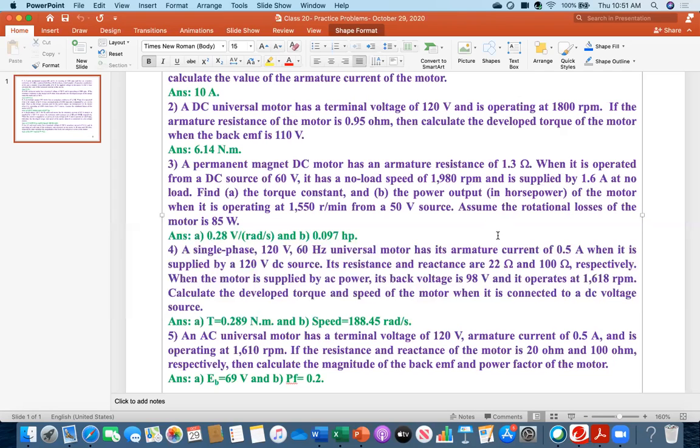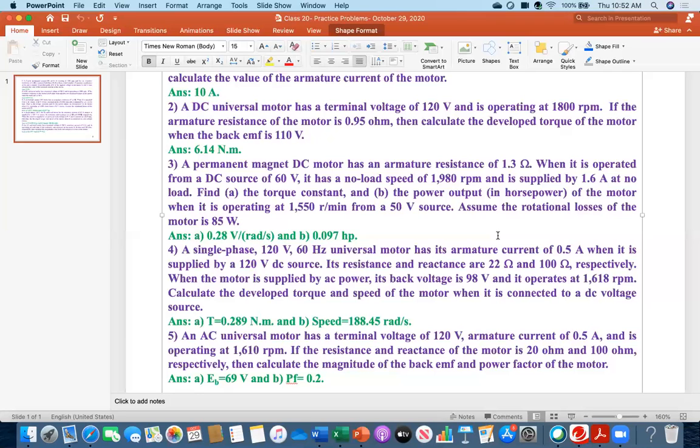I just finished number 5 and got the same answer. Oh, okay, great. And for the EB equation, it was VT minus I multiplied by RA plus jXA, right? Yes. And then you took the magnitude for RA plus jX, I mean 20 plus j100, right? Yes. Okay, great. And then how did you calculate the power factor? I went through the last slides after I'd gotten the magnitude. Okay. So there are two ways you could do that.